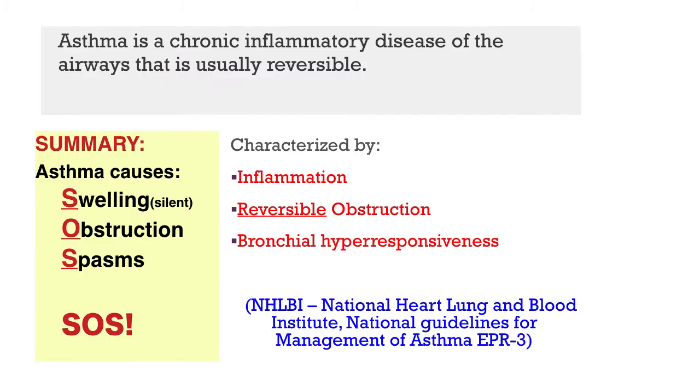When we think of asthma, we want to think of this as a chronic inflammatory disease of the airways that is usually reversible, characterized by inflammation, reversible obstruction, and bronchial hyperreactivity. And these are the big hallmarks that you will want to know about asthma: inflammation, reversible obstruction, and bronchial hyperreactivity. I translate this for patients into SOS: swelling, obstruction, and spasms. Inflammation is a form of swelling. So you essentially have this silent underlying inflammation that nobody really feels. And then you have this reversible obstruction, which is a combination of bronchospasm and increased mucus formation within the airways, and then the bronchial hyperresponsiveness, which is your spasms. This is the National Heart, Lung, and Blood Institute (NHLBI) guidelines definition for asthma: inflammation, reversible obstruction, and bronchial hyperresponsiveness.